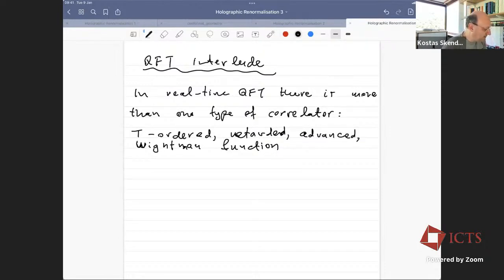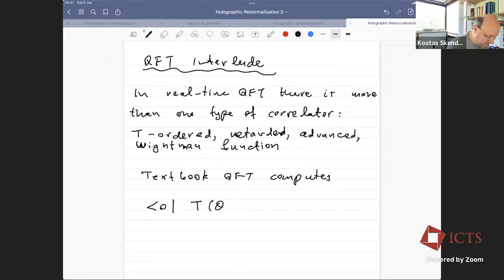So let's first start with the usual time ordered. So usually, in a textbook quantum field theory, one computes vacuum time ordered products.